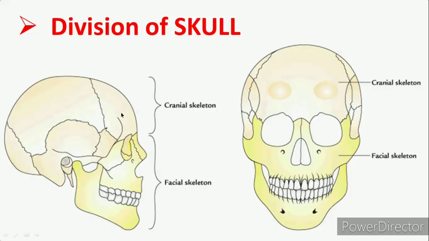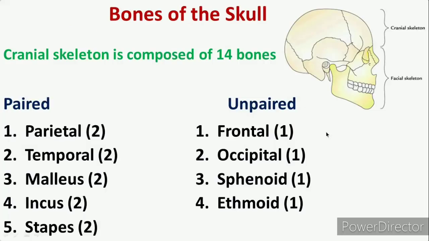As you know, the skull has the upper part that is called the cranial skeleton, and the face that is called the facial skeleton. Here also you can see the cranial skeleton and the facial skeleton. The cranial skeleton has 14 bones: paired, that is parietal, temporal, malleus, incus and the stapes; unpaired, frontal, occipital, sphenoid and the ethmoid.